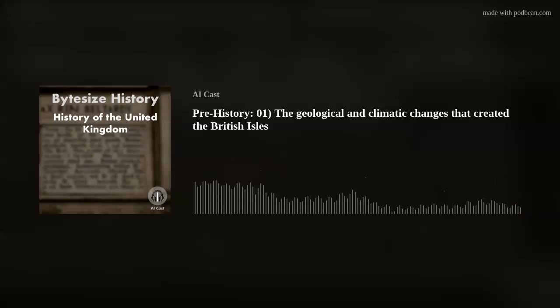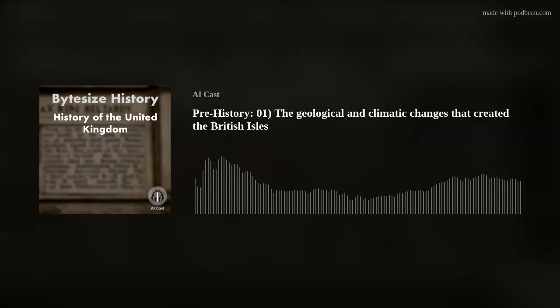During the Mesozoic era, which began around 252 million years ago and lasted until about 66 million years ago, the British Isles experienced a series of geological events that would create the landscape we see today. The first event was the breakup of the supercontinent of Pangaea, which occurred around 200 million years ago. The British Isles began to separate from the rest of Europe and move westward.